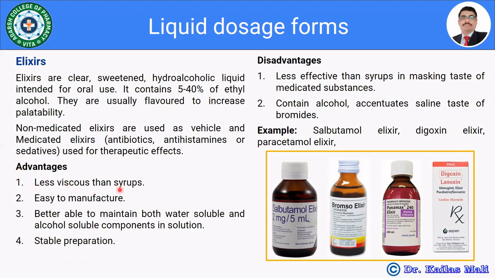Elixirs are less viscous than the syrups, easy to manufacture, better able to maintain both water soluble and alcohol soluble components in solution, and it is a stable preparation. Disadvantages of elixirs: it is less effective than the syrups in masking the taste of the medicated substances. It contains alcohol, which accentuates the saline taste of the bromide. So these are some disadvantages of elixirs. For example, salbutamol elixir, digoxin elixir, and paracetamol elixir. Here, these are some marketed preparations of the elixirs.